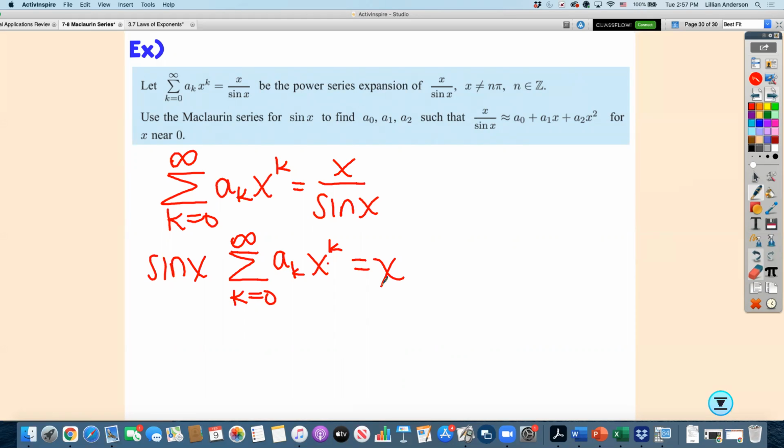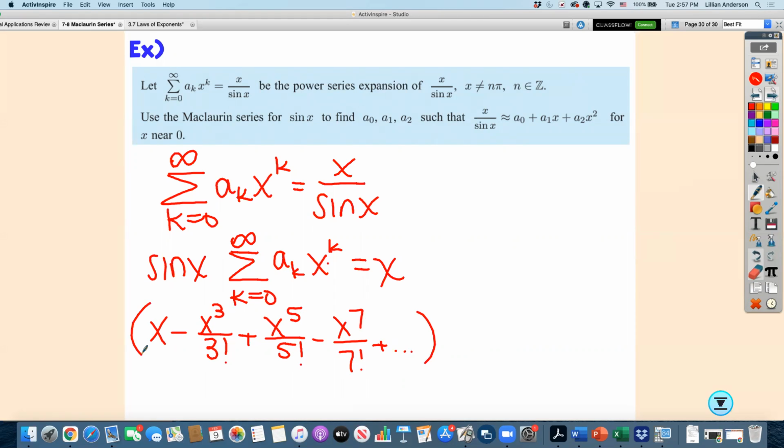Since we know already that sine x is a Maclaurin series that goes x minus x to the 3rd over 3 factorial plus x to the 5th over 5 factorial minus x to the 7th over 7 factorial, I'm going to stop there. That's going to end up getting multiplied to this.